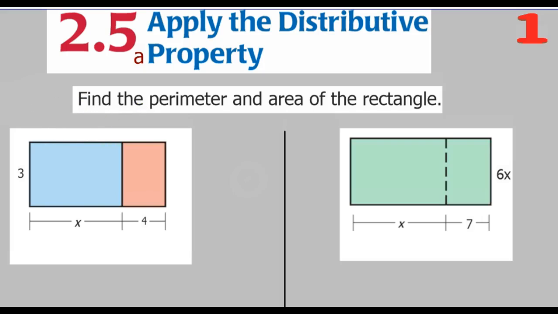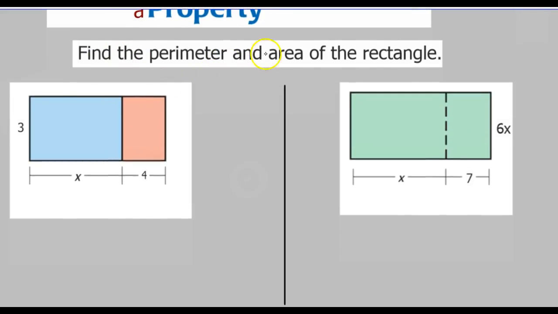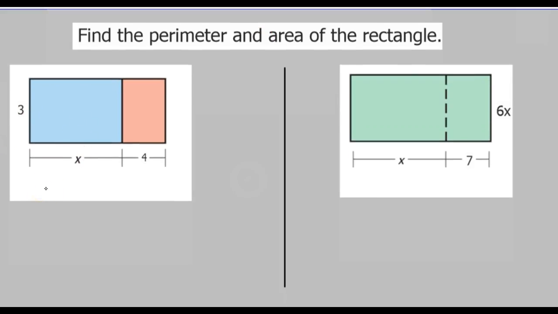So first we are going to look at these rectangles here. We're going to find the perimeter and the area of both these rectangles. Now, when we are looking for perimeter, or P, we're adding all the sides. So we're adding all the sides of these rectangles. So we know that this side is 3. We know that this side is x, and then we have an addition here, x plus 4.